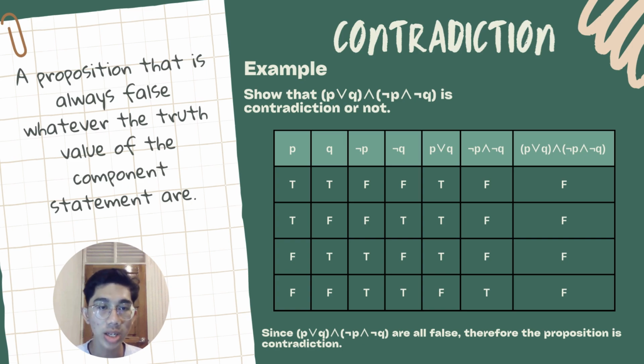So for (P disjunction Q) conjunction negation P conjunction negation Q, we get all false. Since the whole expression is all false, therefore the proposition is a contradiction.